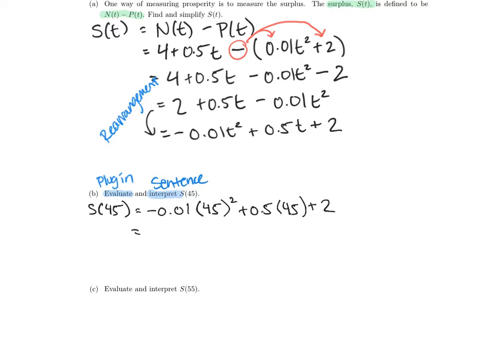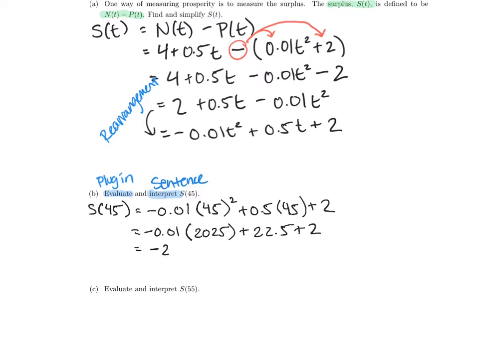So let's see if we plug this in. That's going to be negative 0.01 times 2025. Just a reminder, order of operations: exponent comes before multiplication. This becomes negative 22.5 plus 2.